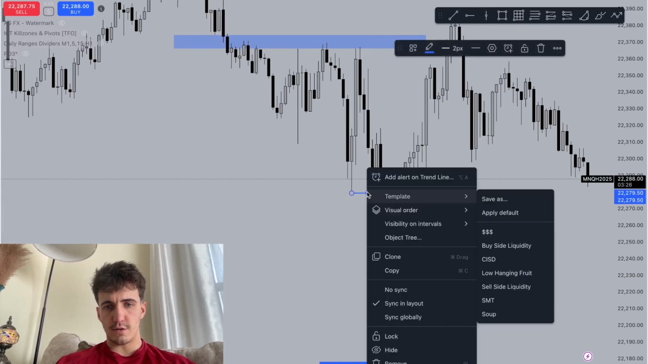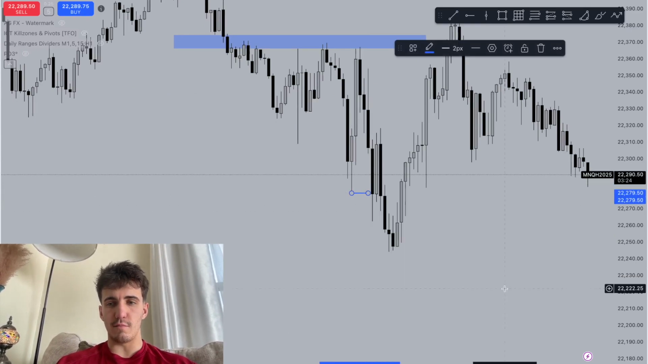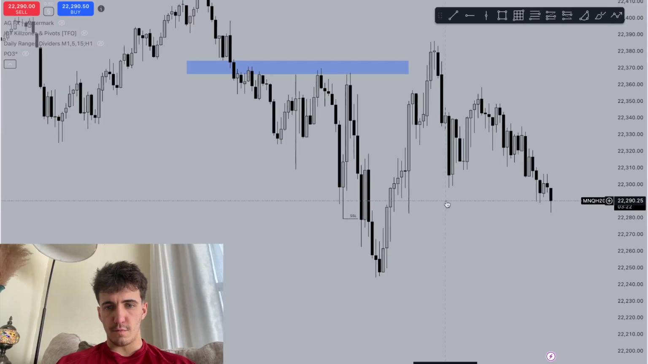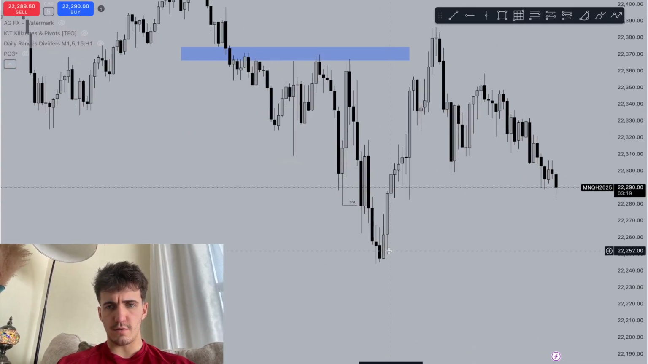Now this trade is very interesting, right? Because we took the internal low, but I'm still very bearish overall. I think we will continue to go lower. How much lower, I don't really know.